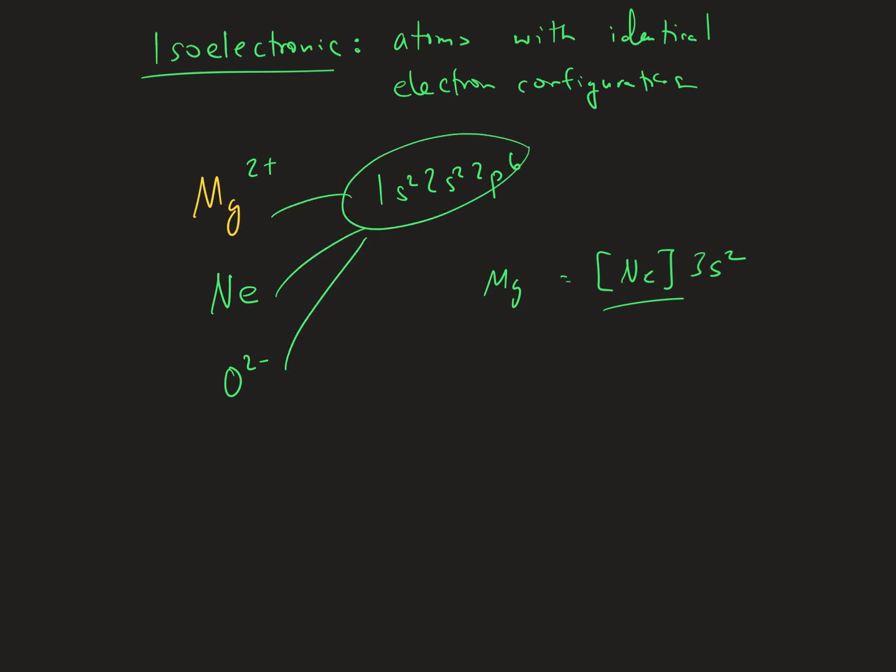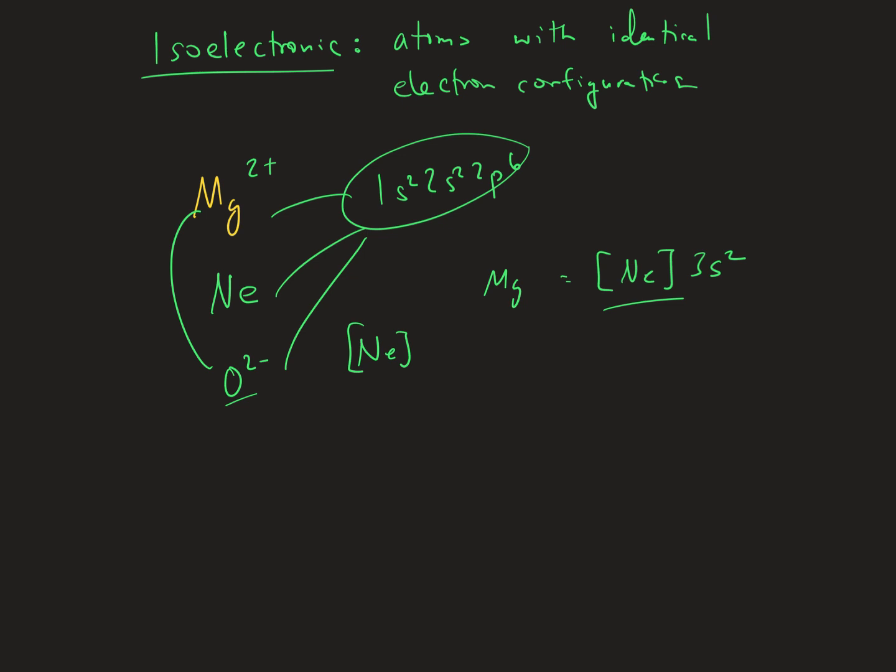Yep. So in that case, what would oxygen look like with that shorthand? What would O2 minus look like? There we go. Right? Is it only in comparison to noble gases, or would you say that Mg2+ is isoelectronic to O2 minus? Yes, these are isoelectronic. Yep.